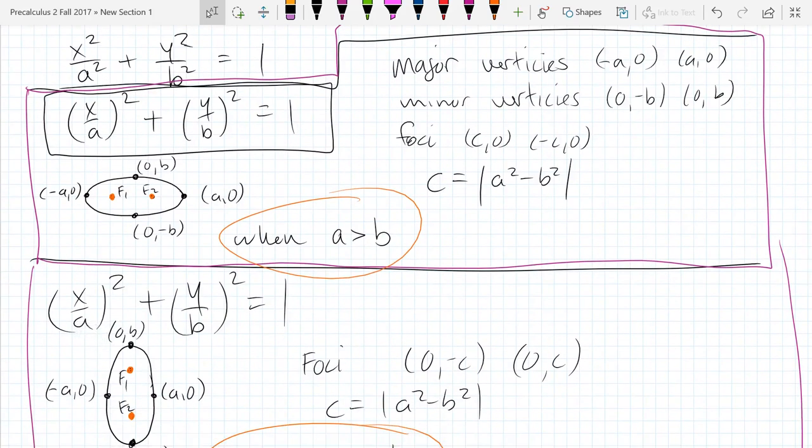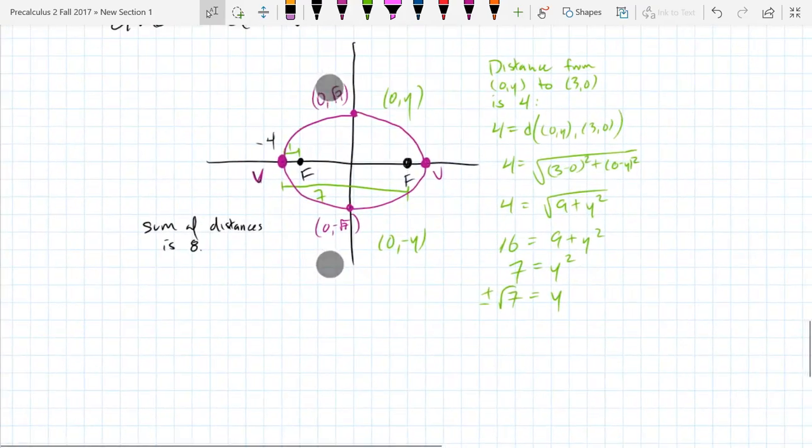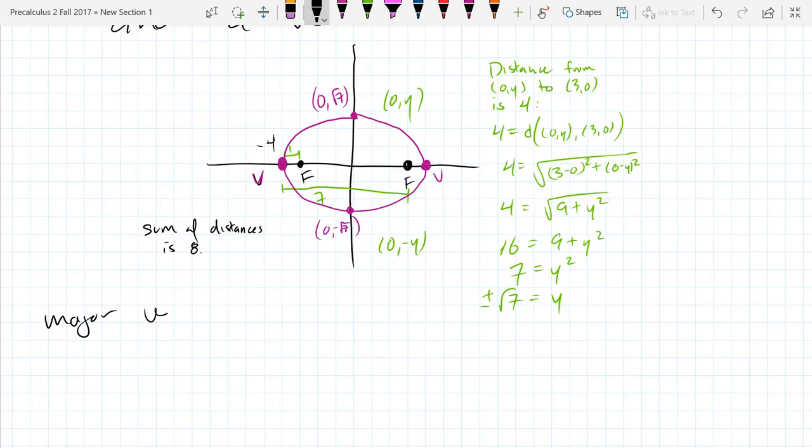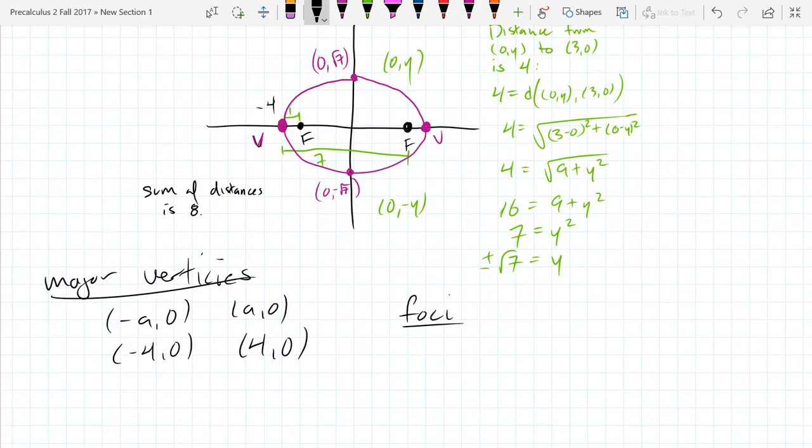So let's write down, I know my major vertices. I also know my minor vertices, but let's ignore that for now. Let's just use major vertices and the foci and see if we can figure out b a different way. So our major vertices are negative a, 0 and a, 0, which in our case were negative 4, 0 and 4, 0. The other part were the foci. So the foci should be negative c, 0 and c, 0, which of course was negative 3, 0 and 3, 0.